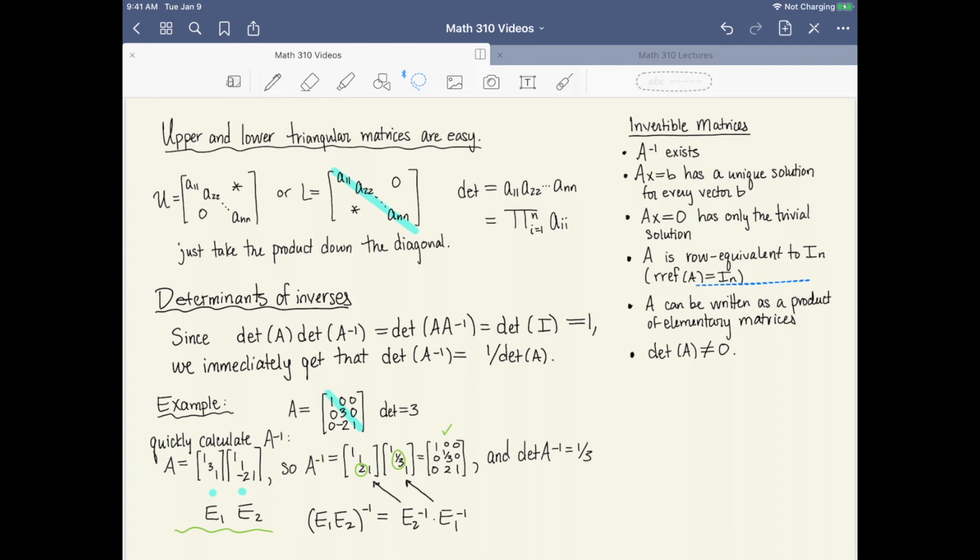It's also the case that if you take your matrix A and use Gaussian elimination to put it into reduced row echelon form, you're going to get the identity matrix. So it's row equivalent to an identity matrix. And just like we saw in the previous example, your matrix A can actually be written as a product of elementary matrices. Now, it may not be clear what exactly that product is, but it is possible to factor A as a product of elementary matrices. And if you happen to know that factorization, it's very quick to compute A inverse. And finally, the determinant of an invertible matrix is always non-zero.